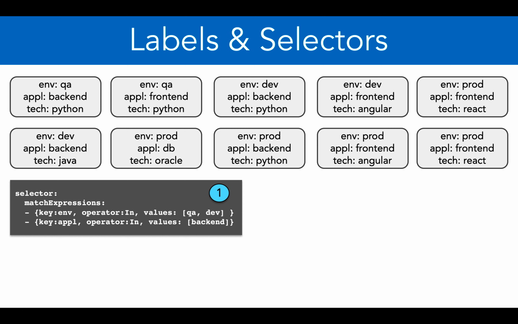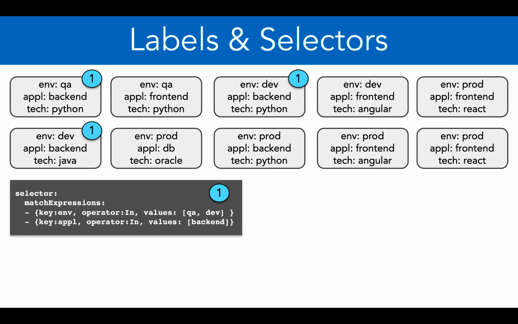And the second expression is that appl should be in backend. So here we do not have multiple values, so in actually translates to equal to. So these are the two conditions, and these two conditions have to be ANDed. That's how matchExpressions work. So pause this video and answer which pods would be selected. I hope you are done. So these are the pods that would be selected.